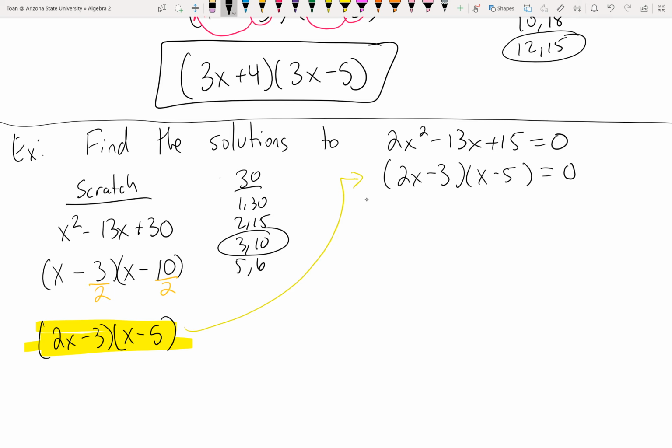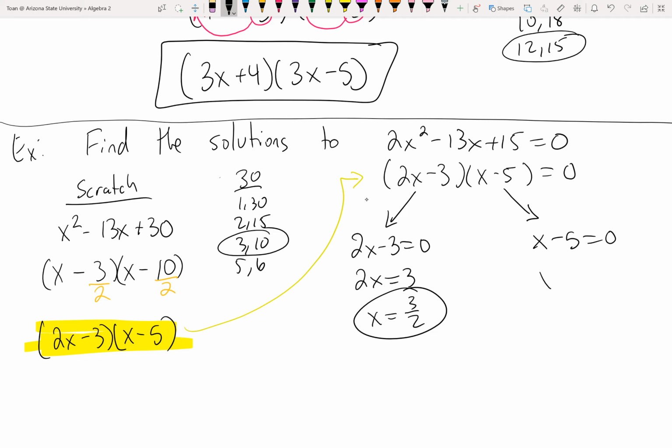And then we can do what we did yesterday, the zero product property, that says if you have a multiplication problem and equals 0, then you can set each piece separately equal to 0 to solve. So solving the left equation, add 3 to both sides, divide out the 2. The right equation, add 5 to both sides, you get x equals 5.